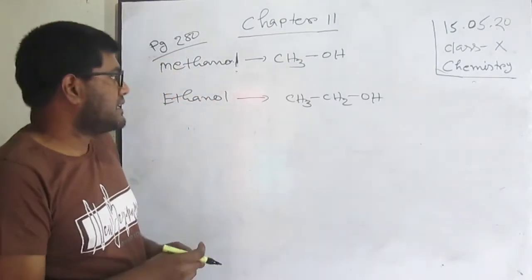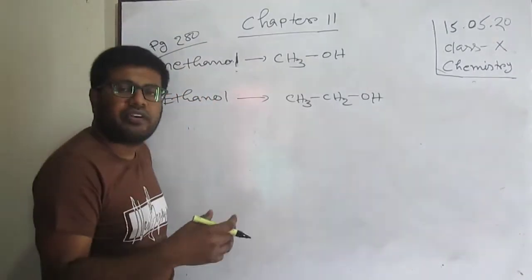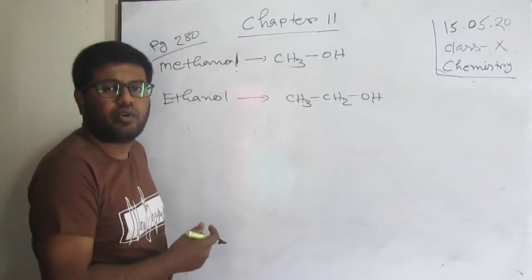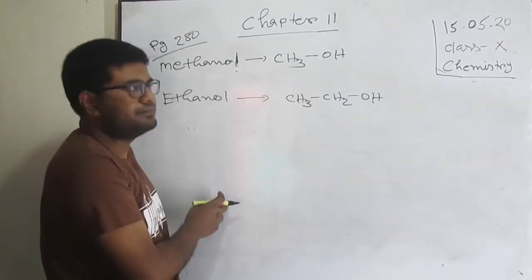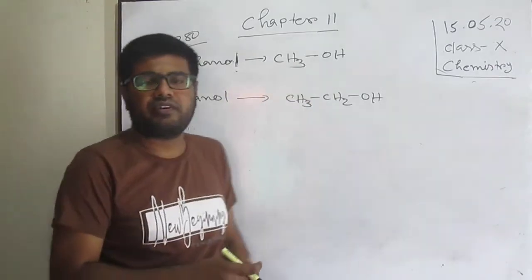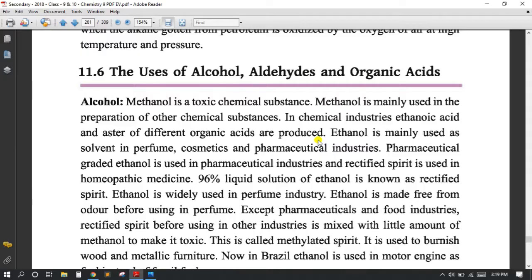Alcohol. It is talked about that we can produce different types of aldehyde and different types of organic acids from this alcohol. Okay. In chemical industries, ethanoic acid and esters of different organic acids are produced. Ethanol is mainly used as a solvent in perfume, cosmetics and pharmaceutical industries. Pharmaceutical grade ethanol is used in pharmaceutical industries, and rectified spirit is used in homeopathic medicine.